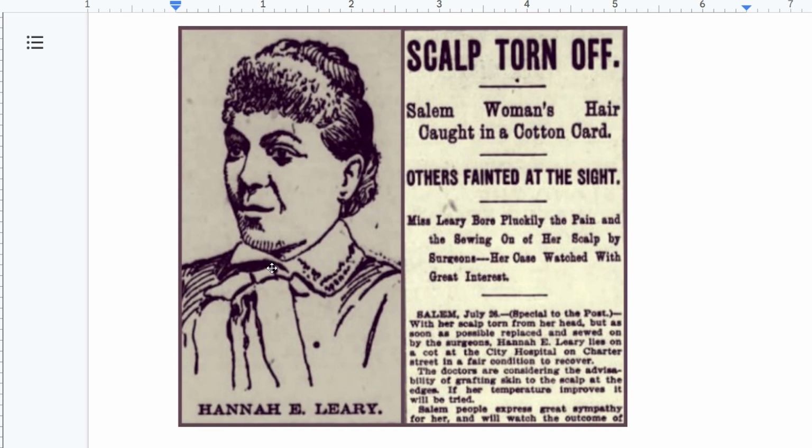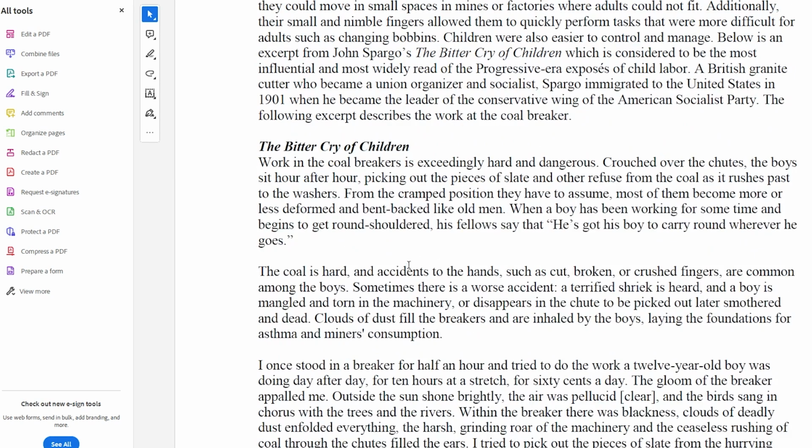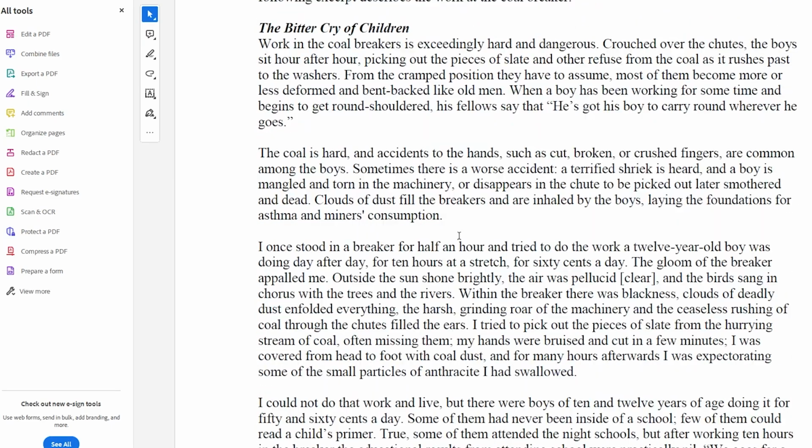Scalp will not heal. You're getting them to see how the harm to people was reported at the time. Then I have a little bit longer one. It's like a page and a half. This is from Spargo's Bitter Cry of the Children. This is talking about child labor, basically a terrible story about what kids are doing and how much they're getting paid for it and how dark it is. So there's a child labor excerpt.